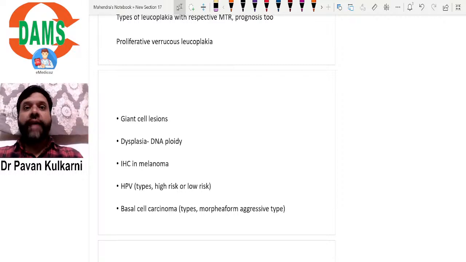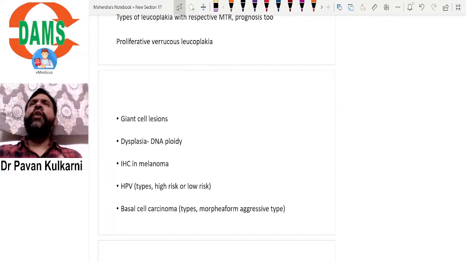We have central giant cell granuloma. We have peripheral giant cell granuloma. We have cherubism. We have hyperparathyroidism. All these are the giant cell lesions. We have giant cell fibroma. All these are the giant cell lesions. So here you are expected to know about these giant cells. Actually, these giant cells are from osteoclasts. They are TRAP positive, tartrate resistant acid phosphatase positive.